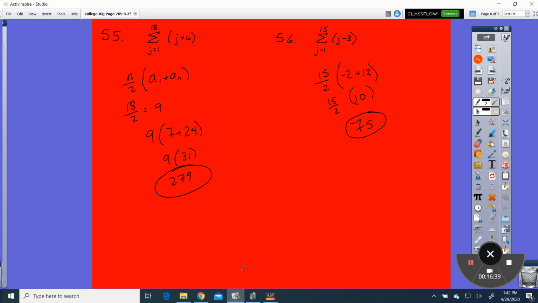Okay. I guess if you really wanted to, you could calculate out all the terms. You could say the first one is negative 2, the second one, 2 minus 3 is negative 1, the third one is 0, the fourth one is 1, and so forth, and then just add them all together. If that would make you happy, you're welcome to do it that way. So whatever you want to do.